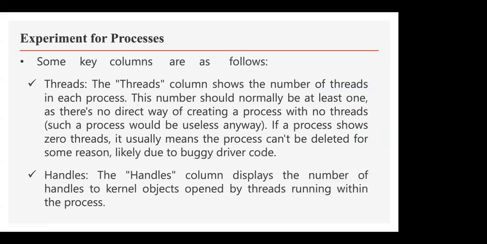Okay, so some of the key columns, you could have Threads, which shows the number of threads in each process. And this number should normally be at least 1. And there is no direct way of creating processes with no threads. So if a process shows 0 threads, it usually means the process cannot be deleted for some reason, likely due to buggy driver code.